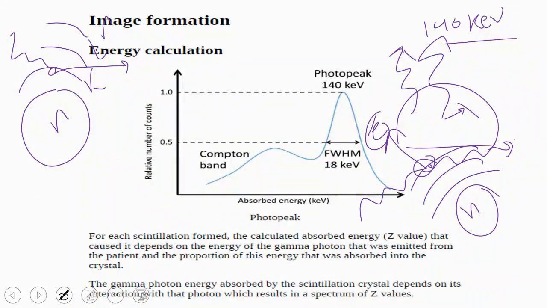Now, I want to tell you that what will reach the crystal could either be the 140 keV photon or a scattered photon with energy less than 140 keV, right? So, we understand what is coming out of the patient and heading to the crystal. All right, doctors. Great.